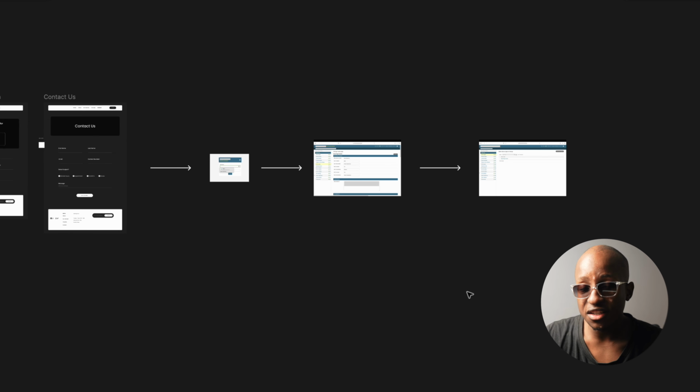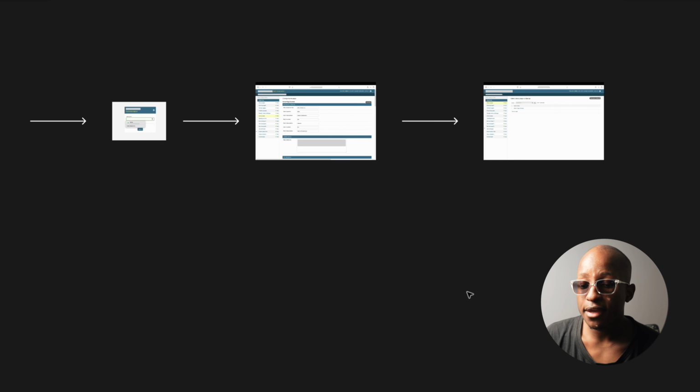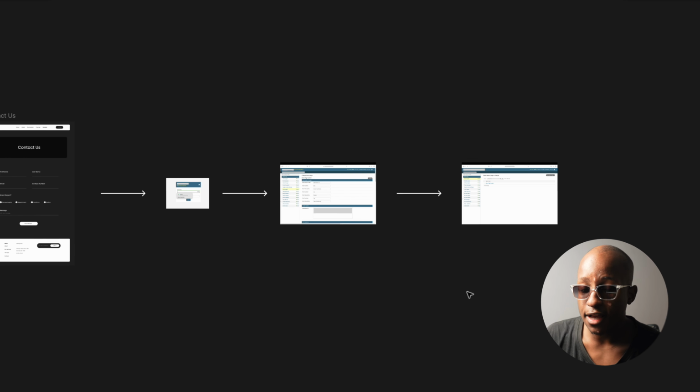So yeah, we may change a lot of things, we may go pretty far, or we may not go as far, but ultimately we need to make sure that we're focusing on this build and making sure that it is as seamless as possible.